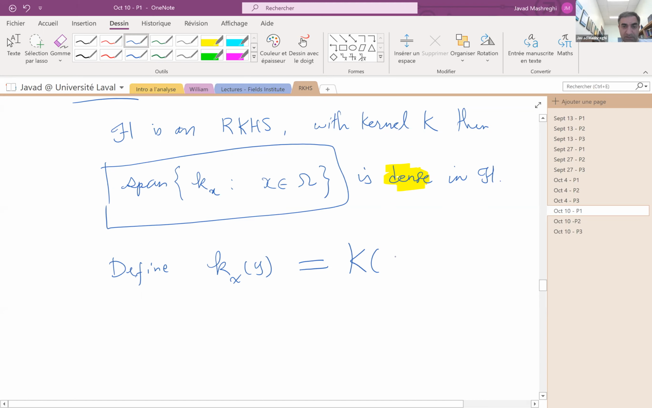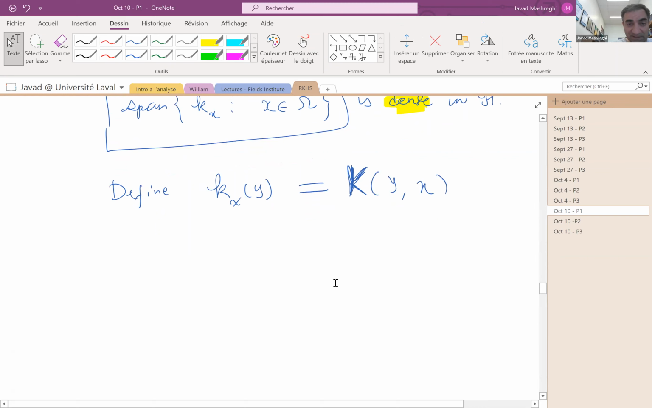K, Y, X, like that. We define it that way because capital K is given. And if we define it that way and eventually succeed to construct our H, which we do not know yet what it is, this little kx, the linear combination, would be dense in this space. So let's go backward.